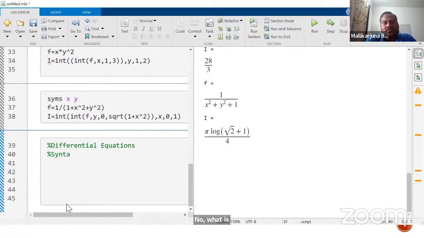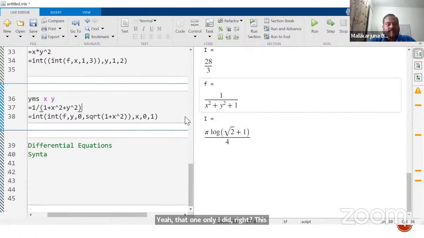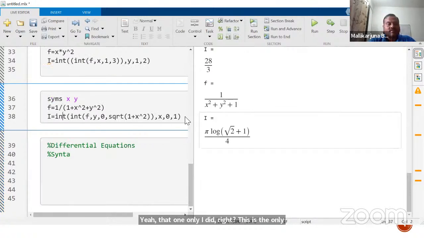If variable limits are there, how to do, sir? Yeah, that one only I did, right? This is the only variable limit. This is inside function y 0 to square root 1 minus x square. Square root 1 plus x square is a variable limits only. This is one of the problem with variable limits.